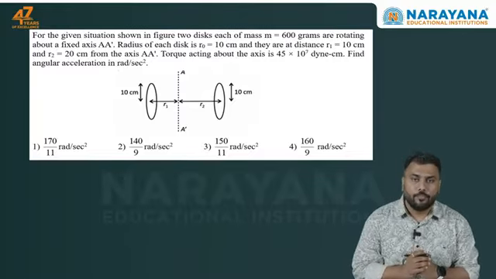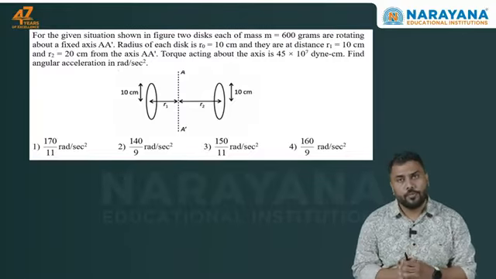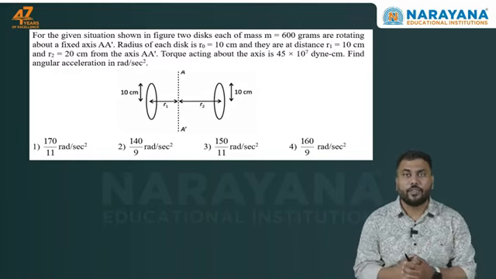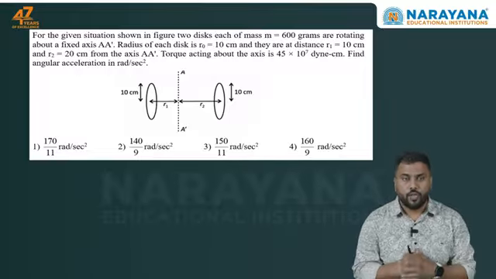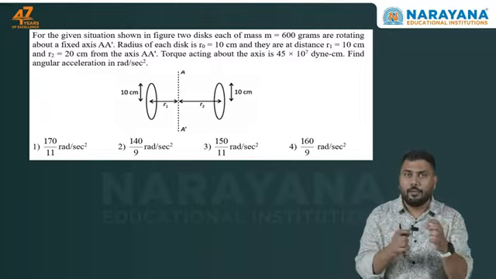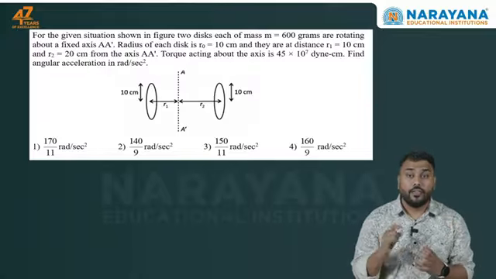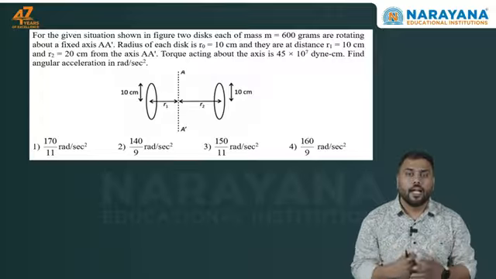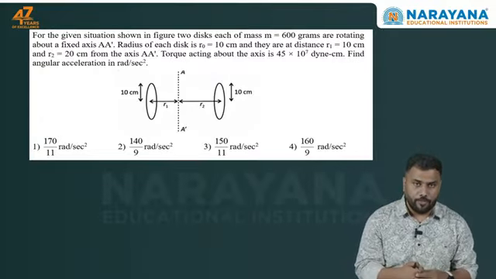Now the next question is a question from rotation. As we have seen in all shifts, at least one question is asked from rotation. Here we have seen 2 questions asked from rotation. So what this question is asking: there are 2 discs and an axis about which this can rotate. They are provided some torque. You are rotating the disc with some torque and they are asking what should be the angular acceleration alpha.